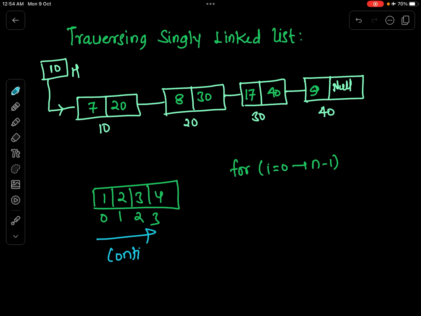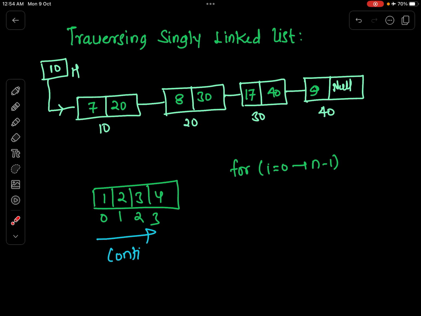But in a linked list, the nodes are not stored in a contiguous allocation. You can see over here that the first node is present at address 10, the second node at address 20, and the third node at address 30, or it might be present anywhere. So the address of a linked list is not fixed. Can we traverse a linked list just like an array? Take head and go till we reach null?